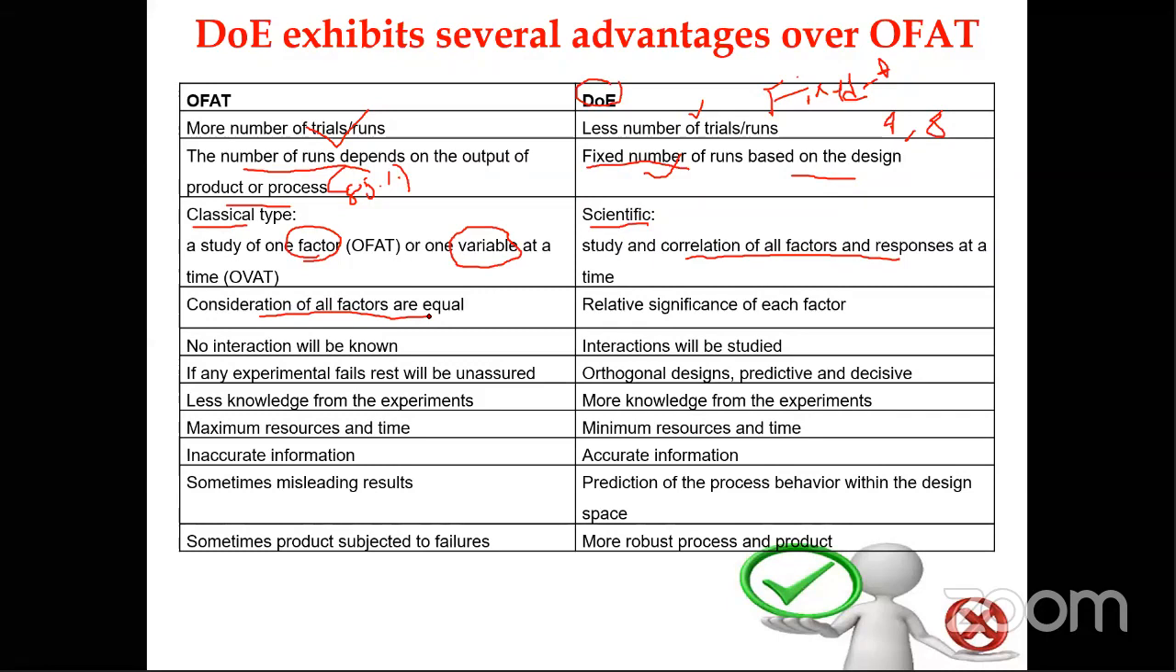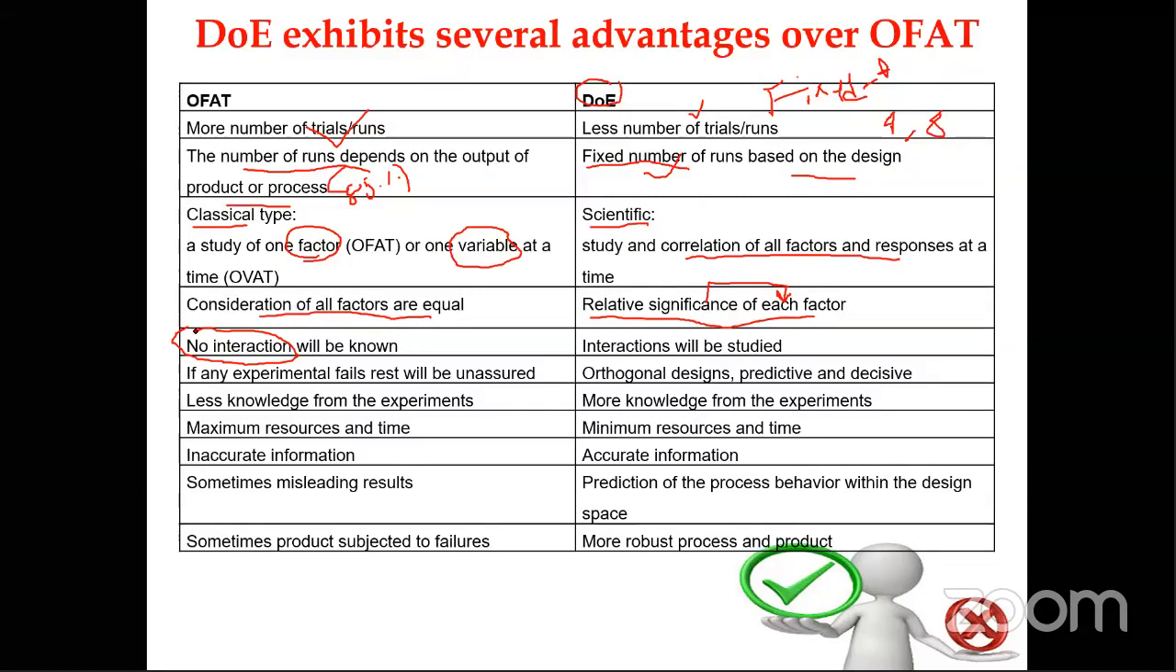You are thinking it's a blind experiment. We don't know what experiment, how it is influencing the resolution. But here in this case, you are having a relative significance of each factor. That means how much each factor is going to influence the response, like resolution, you are going to see it. Here you cannot see any interactions.